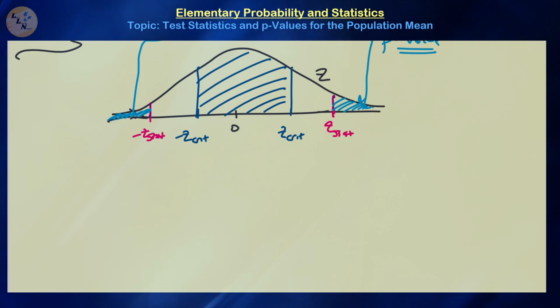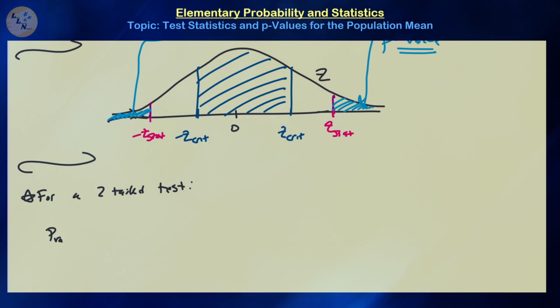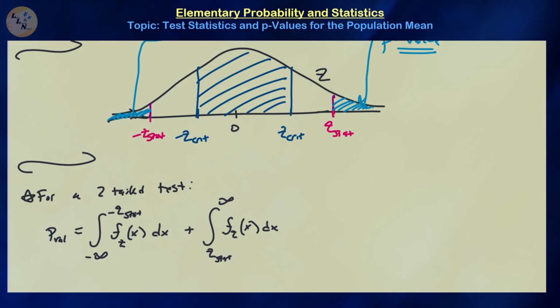So for a two-tailed test, how are we going to calculate the p-value? The p-value, some people will write it just as p or p-val or p-value, is just going to be equal to the integral from minus infinity to the negative z statistic of the normal distribution, plus the integral from the z statistic to positive infinity of our z distribution. Now, if this is a two-tailed symmetric test, that means these integrals are indeed equal to each other.